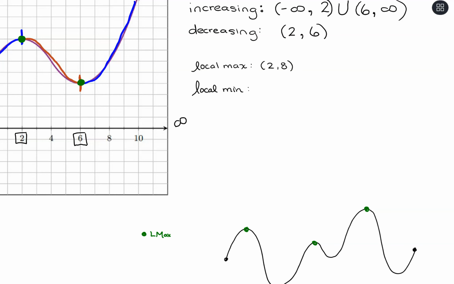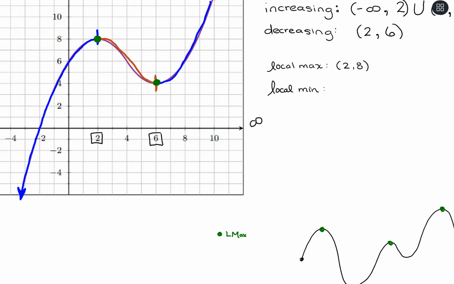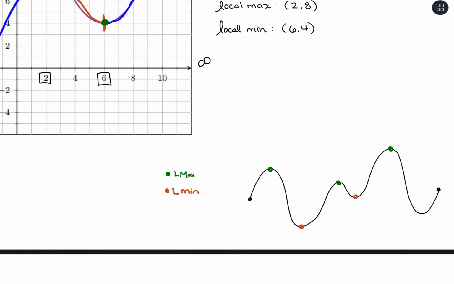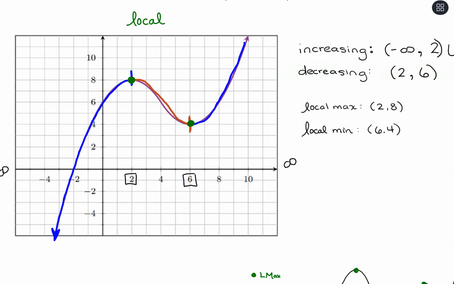Same idea with local minimums. So that's going to be the coordinate 6, 4. And there could be multiples of those. So let's say I use a red dot for a local minimum. It would be anywhere that we're hitting kind of those valleys there. So that's a low point, another low point, another low point. Now notice with this one, I put these kind of end points here. Those would not be local minimums or maximums, since we can't see what's happening to the left or the right of them, we don't know if that's the smallest value. So that's what's happening on a local level.